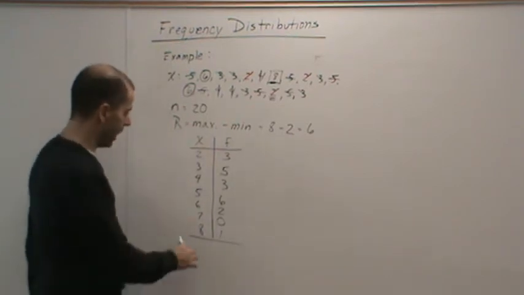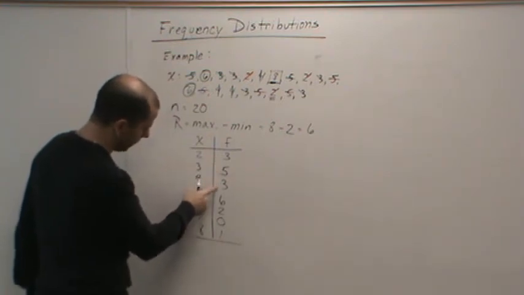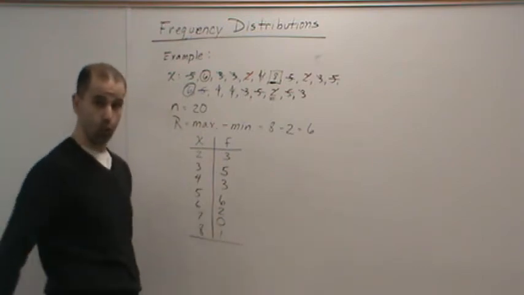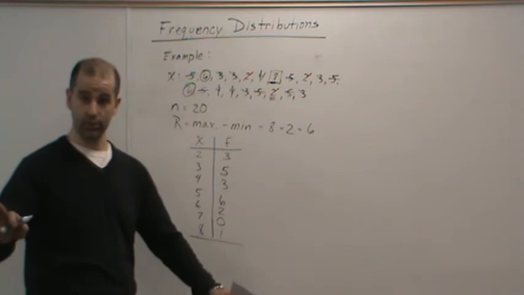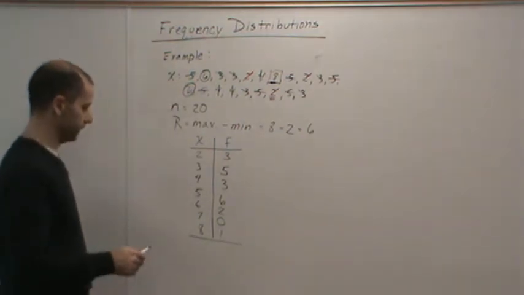20. So let's check. So 3 and 5 is 8. 8 and 3 is 11. 11 and 6 is 17. 17 and 2 is 19. 19 and 1 is 20. We're done. So we got it. So we're good. We're finished. Okay? That's it. That's how you do ungrouped frequencies.